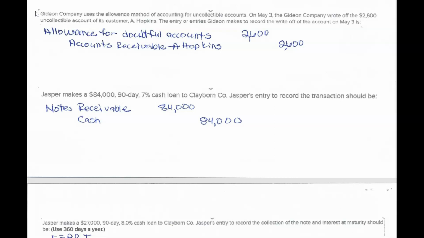Okay, Jasper makes a $84,000 90-day 7% cash loan to Claiborne Company. What is the journal entry? You debit note receivable, the $84,000, to recognize that now Claiborne owes you the money, and you open up a receivable for them. And then you credit cash $84,000 because it was a cash loan, you gave them $84,000.